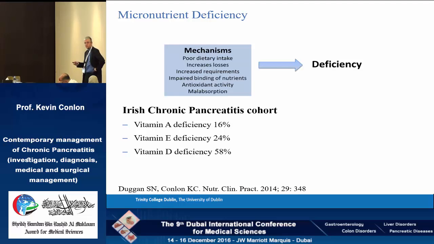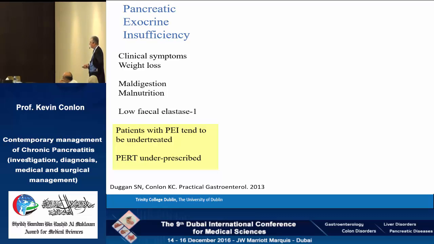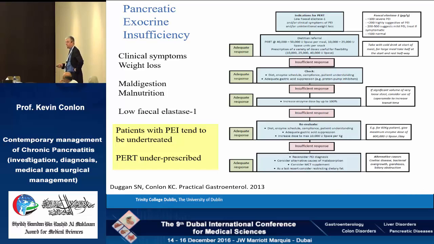So what do we do? Well, we take patients who have weight loss, maldigestion, and we believe that they should have pancreatic enzyme supplementation. We've done a number of studies of our general practice colleagues, and we now know that PERT is very under-prescribed in general practice. And so this is our current guideline. If it's a low fecal elastase, we give PERT. We usually give between 40 and 50,000 with each meal. You probably should be having about 70 to 90,000 international units of lipase with each meal.